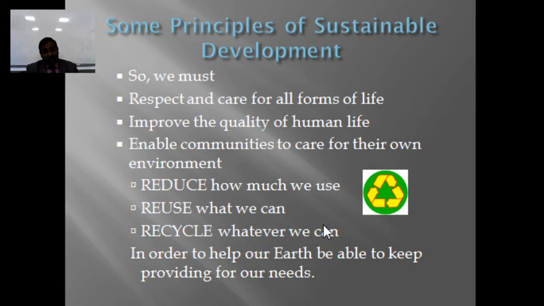Means we need to help this Mother Earth also. We need to respect it. And if you respect nature, you can live a sustainable life, a peaceful life, a life full of joy.